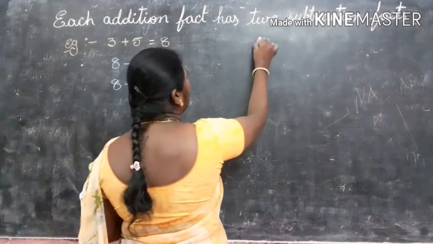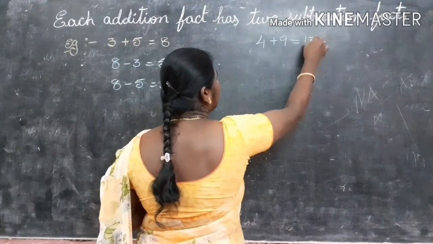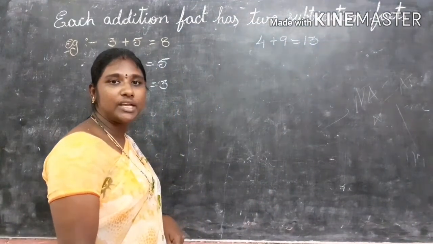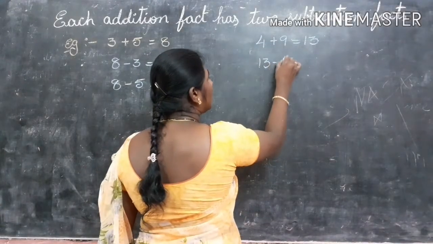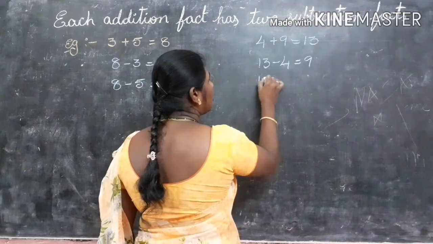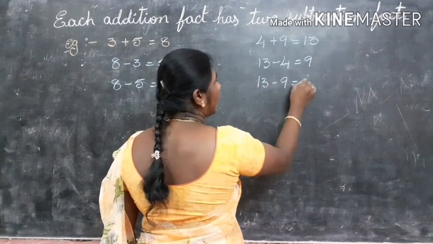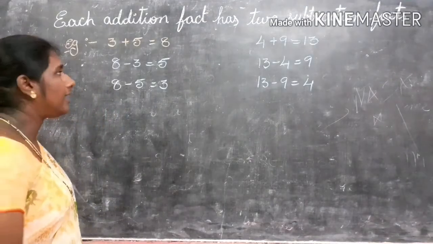One more example. 4 plus 9 is equal to 13. How should we write this? 13 minus 4, how much will we get? 9. Now we subtract 9: 13 minus 9 is equal to 4. Understand?